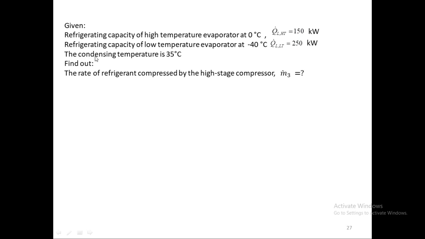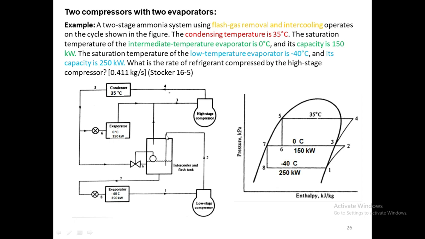So given is the refrigerating capacity of the high temperature evaporator at 0 degrees centigrade, Q dot L,HT is 150 kilowatt. We can use that to find M dot 1. And the refrigerating capacity of the low temperature evaporator at minus 40 degrees centigrade, Q dot L,LT for low temperature, is 250 kilowatt. Because this refrigerating capacity is given, we can find H3 and H6, and H1 and H8, so we can figure out the mass flow rates. Q of this one will be equal to H3 minus H6, and Q dot of this one will be equal to H1 minus H8. Because we will be finding these from the table, we will be able to find these two masses. But we need to find the mass at M dot 3. Okay.